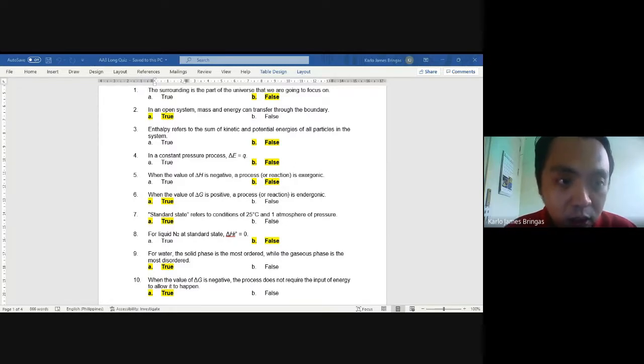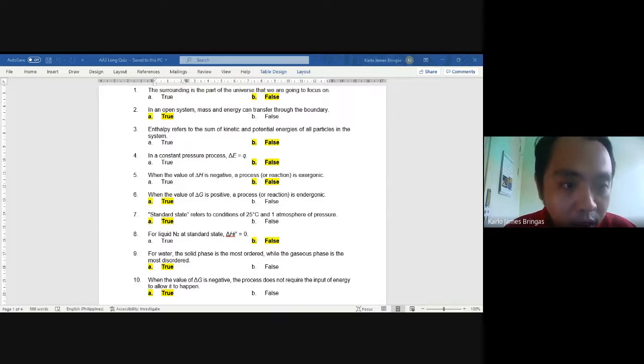Okay. For the closed system, that is the opposite of that one. Only energy can be allowed to transfer through the boundary in a closed system. While if you have an isolated system, neither mass nor energy can transfer from the system to the surroundings. So those are the different types of systems that we encounter. So that's number two.